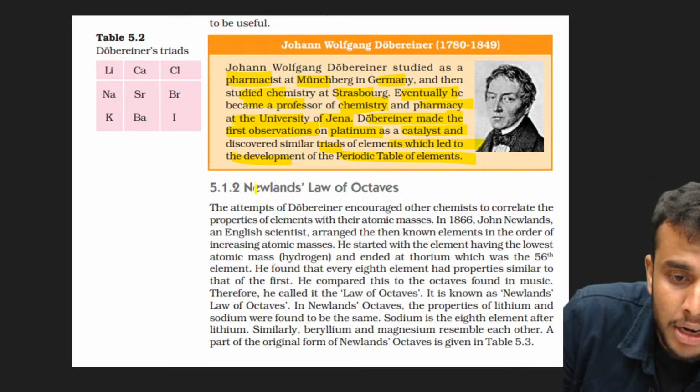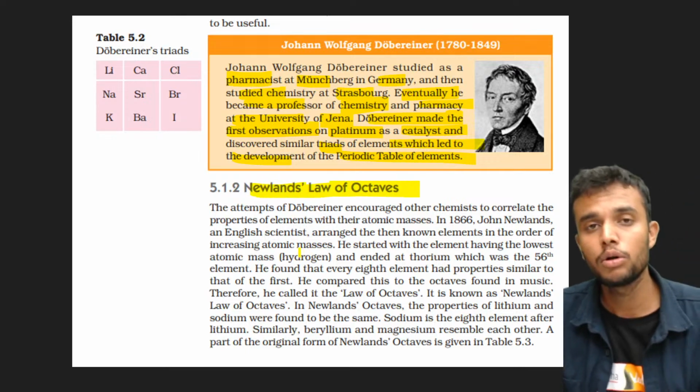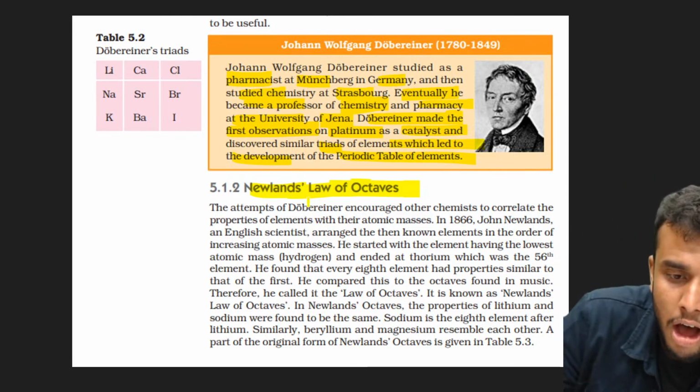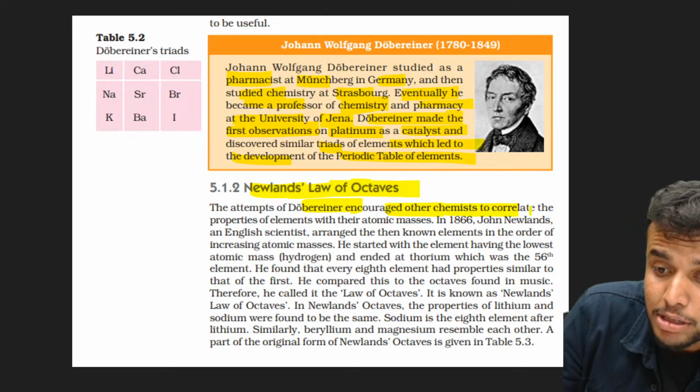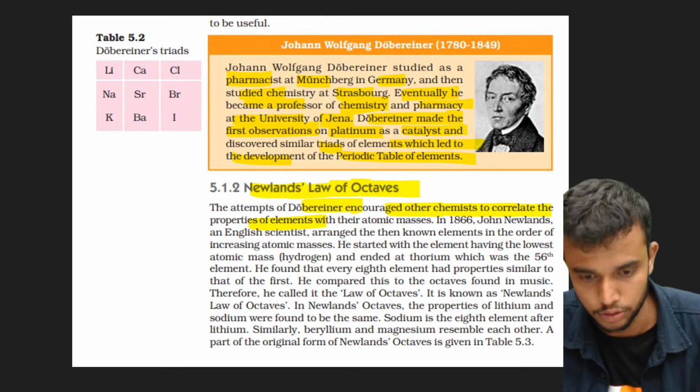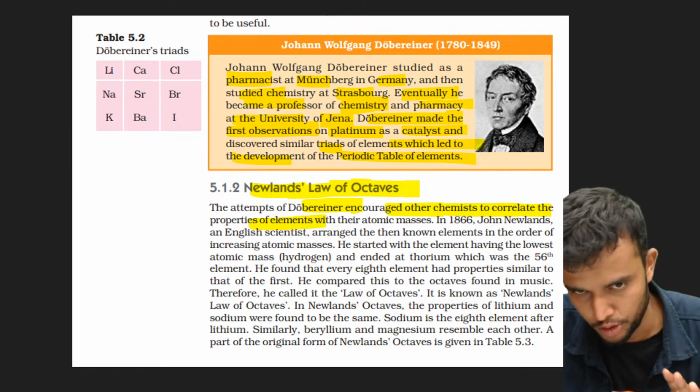Next, the second one: Newlands' law of octaves. Now Dobereiner is done, and a new scientist comes. The attempt of Dobereiner encouraged other chemists to correlate the properties of elements. It is important, students. This line is very important.